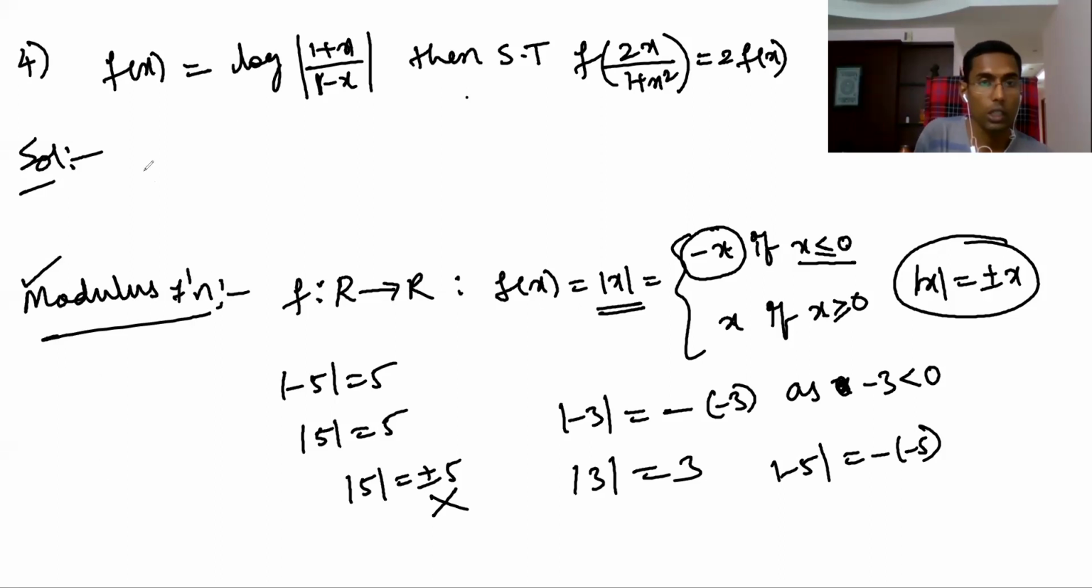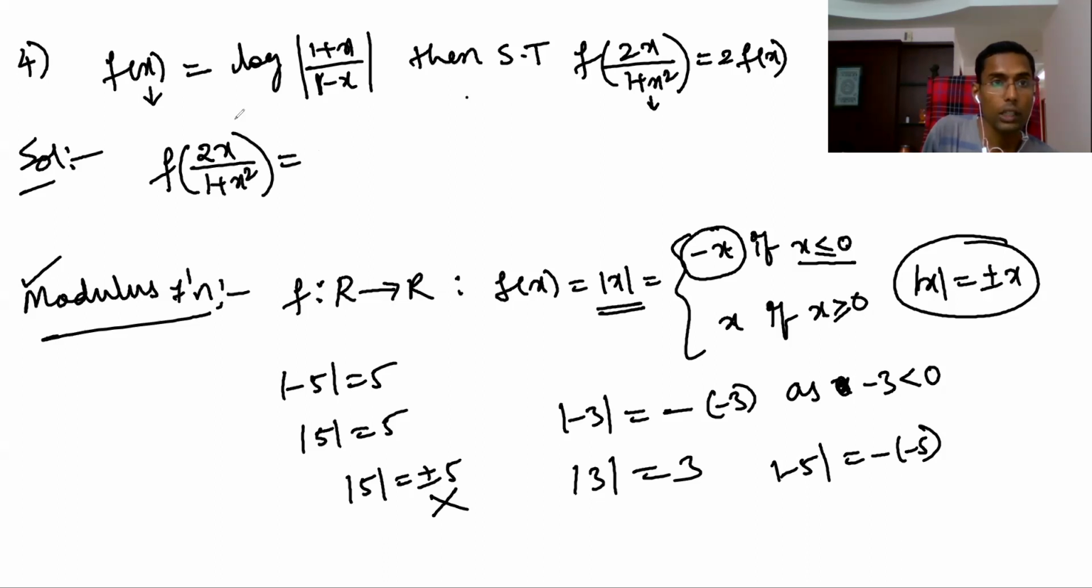Okay, now we'll solve this one. So f of 2x by (1 plus x square), understand this. In the place of x, what should you put? In the place of x, you have to put this one, 2x by (1 plus x square). So f of 2x by (1 plus x square): in the place of x, I put 2x by.